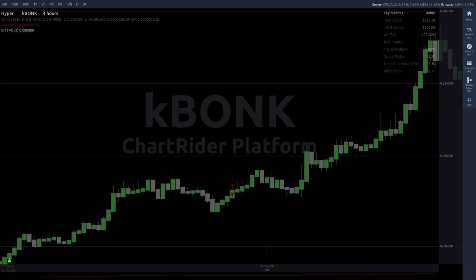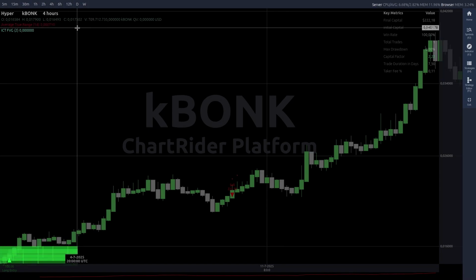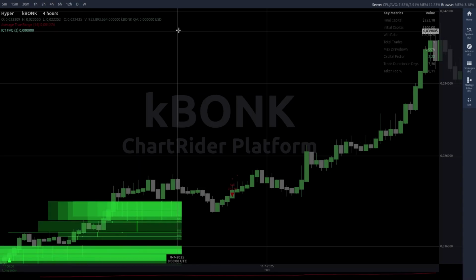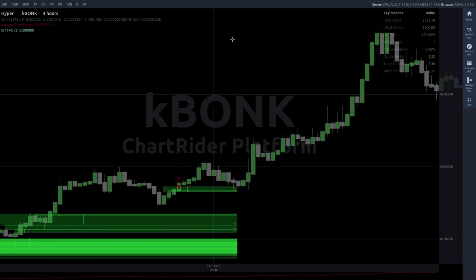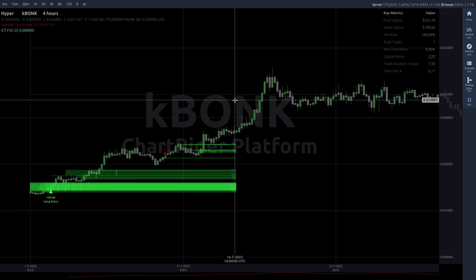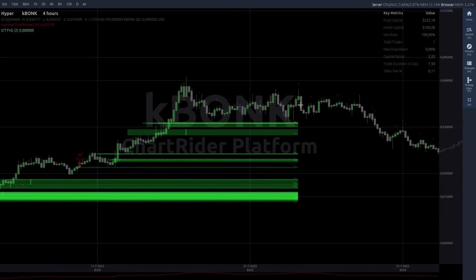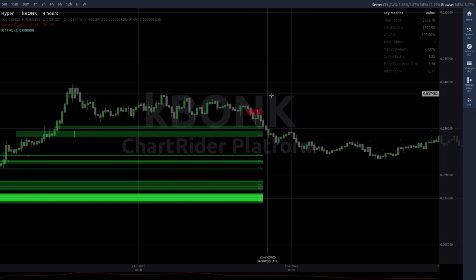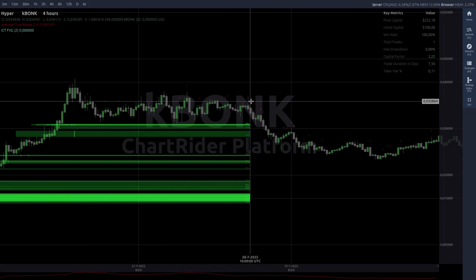Today I'll show you something very interesting, the power of ICT fair value gaps, because I assembled a very simple strategy based on ICT fair value gaps on my fair value gap indicator. And I'll show you a little bit of optics now. This is the indicator. Why do we have so many overlapping boxes here? That's the question. And so many big boxes, appearing and disappearing.